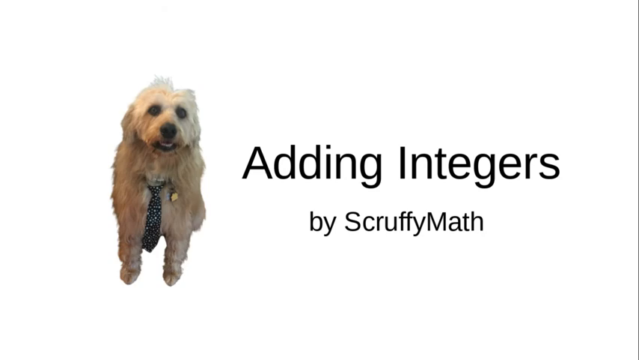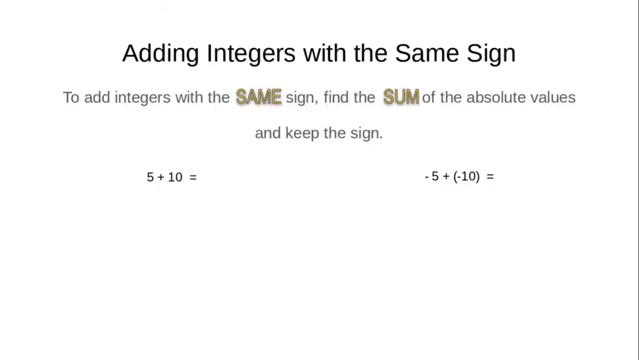Hello, today we're going to talk about adding integers. Adding integers with the same sign. To add integers with the same sign, you're going to find the sum of the absolute values and keep the sign in your answer. So let's look at our first example, 5 plus 10.